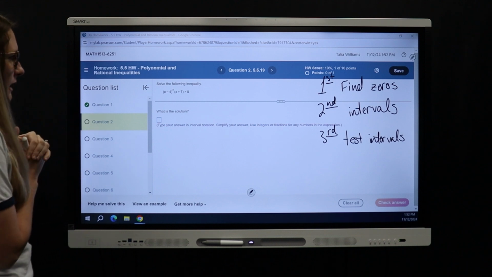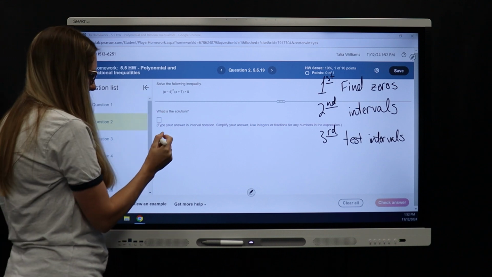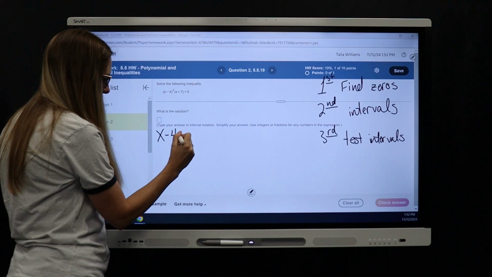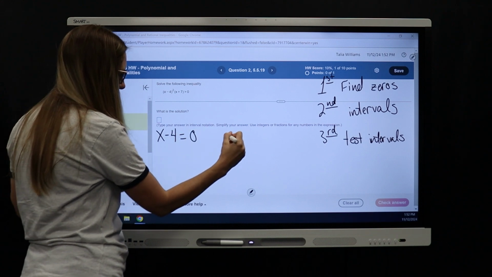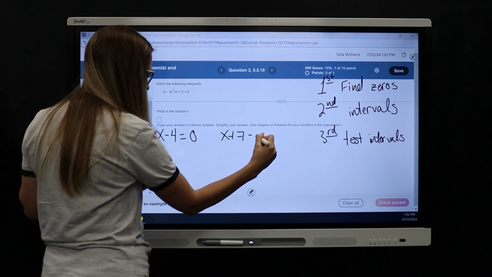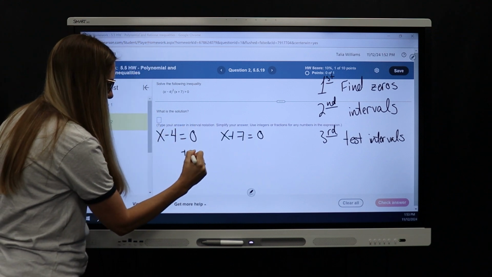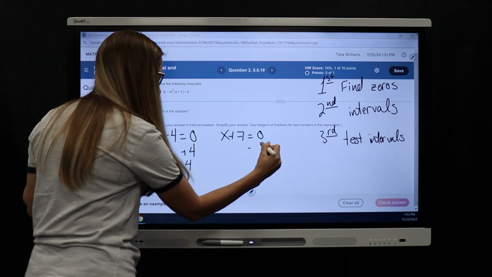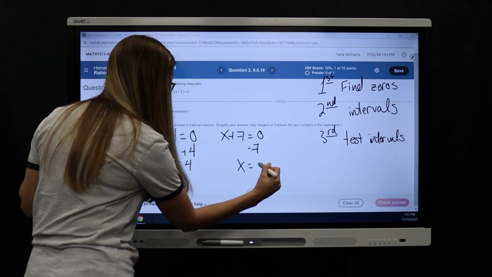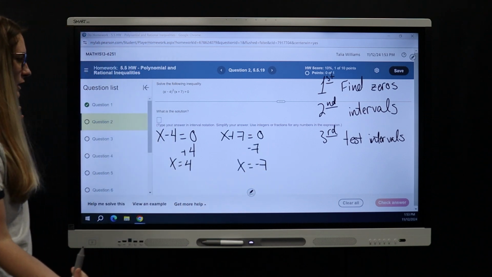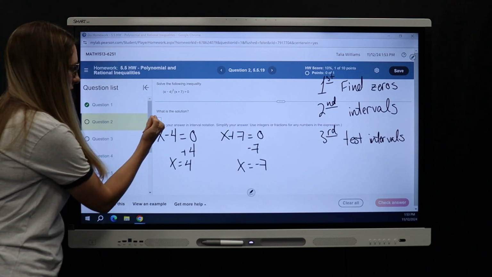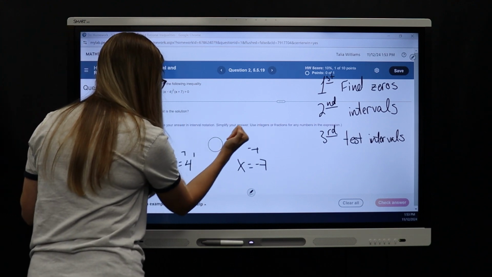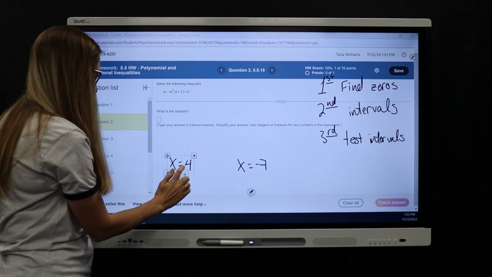So here we go. Finding our zeros, we're going to take your 2 factors you have and set them equal to 0. So I'm going to have 4 and -7. So now that I have those, I'm going to need more room than I have on this little board.